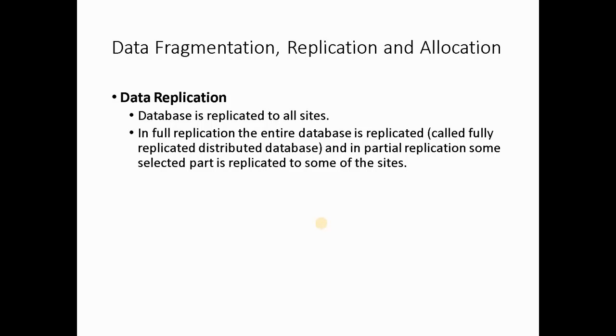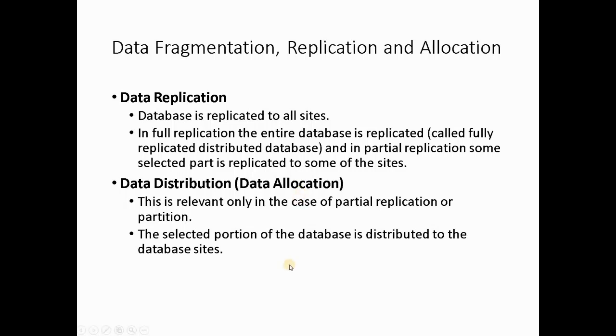Okay, so let's look at replication, right? Replication means that in this particular case the database is distributed, and you are going to have copies. If you keep the whole data set, the entire data set, this is also known as a fully replicated distributed database. That means you keep all the data at a particular site or node. And then you can have partial replication. That means you replicate a selected part. How we distribute this is called data allocation, and this is only relevant for partial replication, right? So basically the idea is the selected portion is distributed to the database sites.